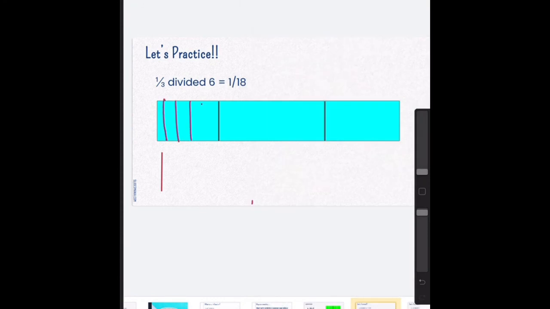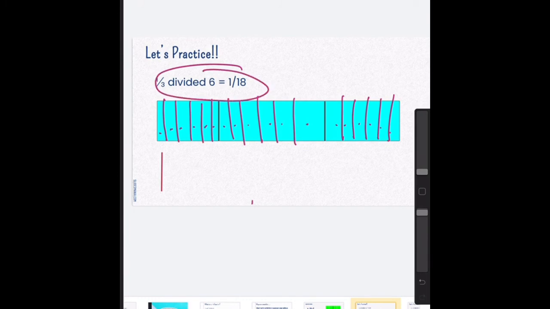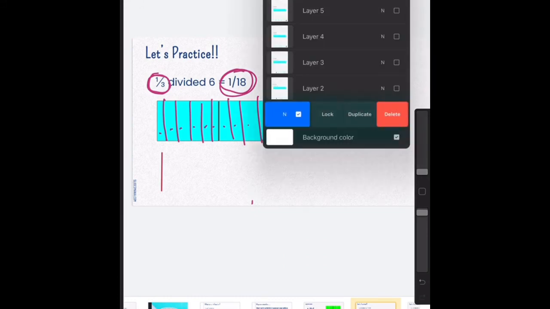1, 2, 3, 4, 5, 6. So there's our models. And now we count each individual box. 1, 2, 3, up to 18. So 1/3 divided by 6 is equal to 1/18. Remember, if you start with a unit fraction, you need to end with a unit fraction. If you need to pause this video, you can. If not, we are moving on.